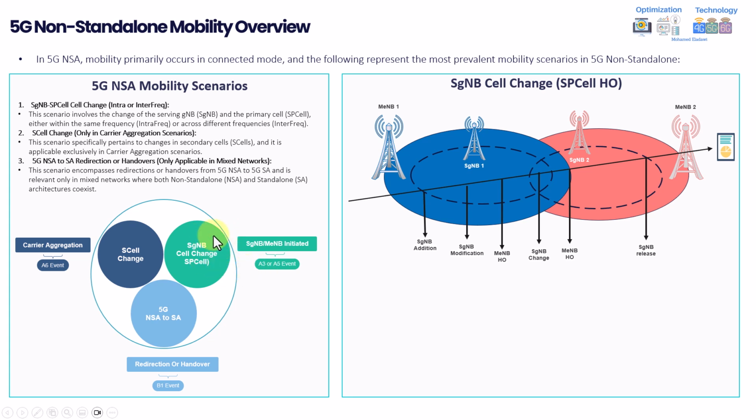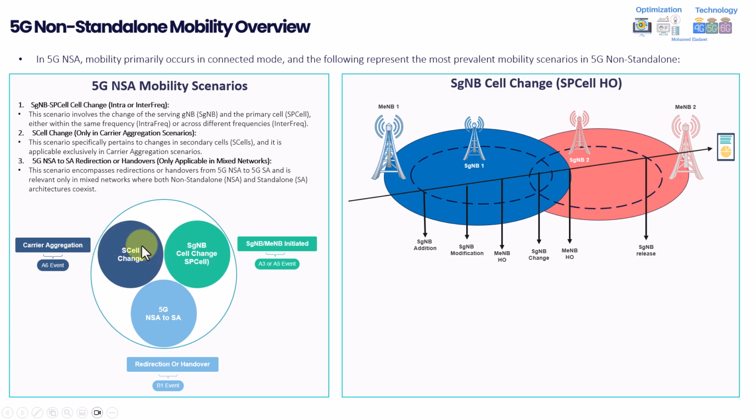So this is one of the most common types which we are going to explore today in details. This is using usually event A3 or A5, as mentioned. A3 usually for intra-frequency handover, and A5 usually for inter-frequency handover. And the second type, we can call it mobility as well, is secondary cell change.